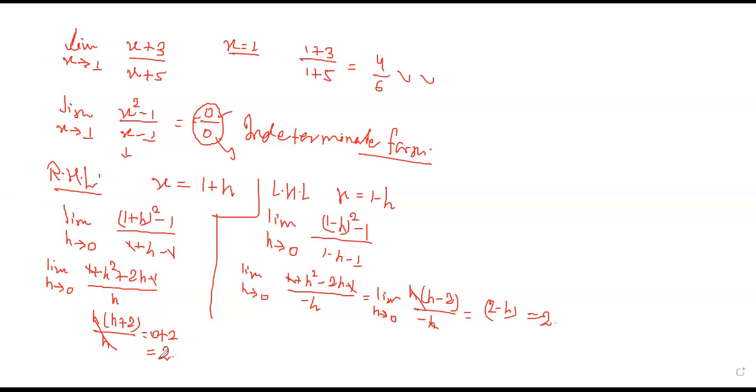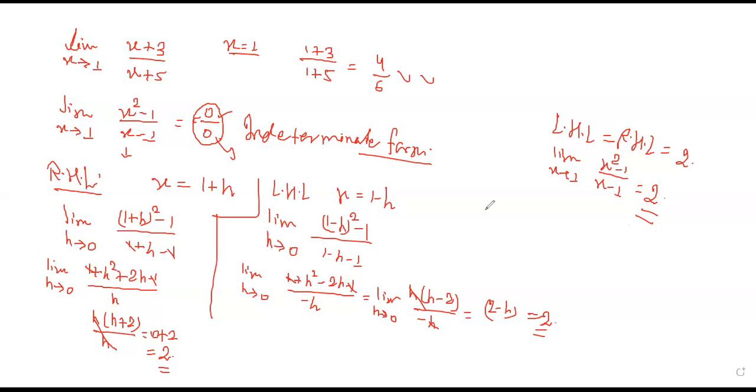So here RHL is 2 and LHL is also 2. It means LHL is equal to RHL, equal to what value? Sorry, 2. So the limit as x tends to 1 of (x square minus 1) by (x minus 1) is equal to 2. Got it? Yes. Okay.